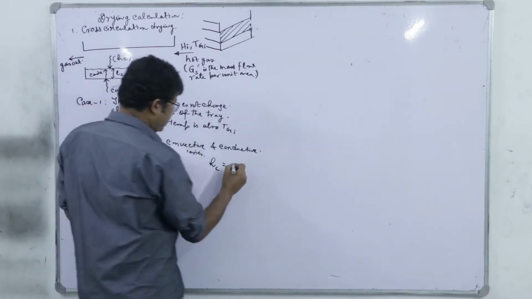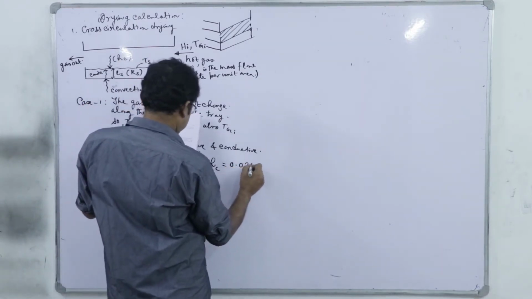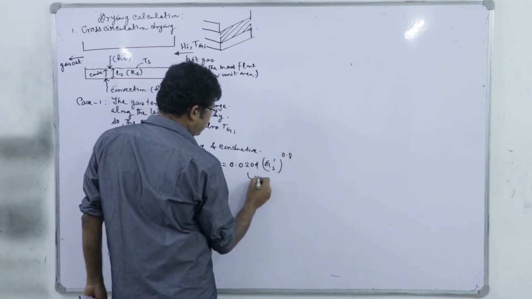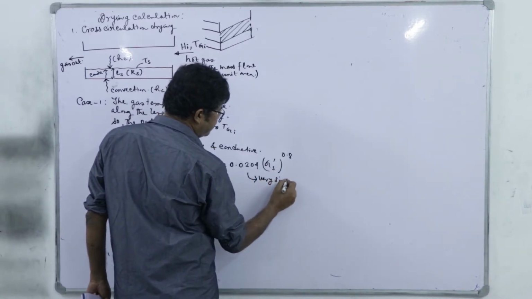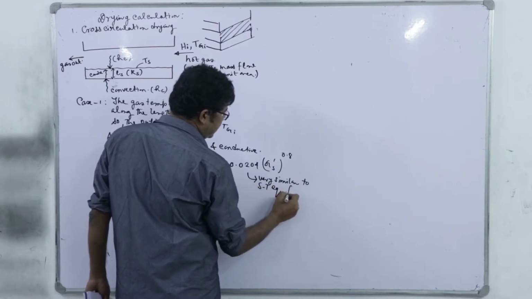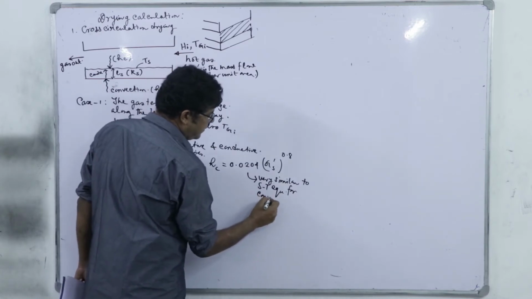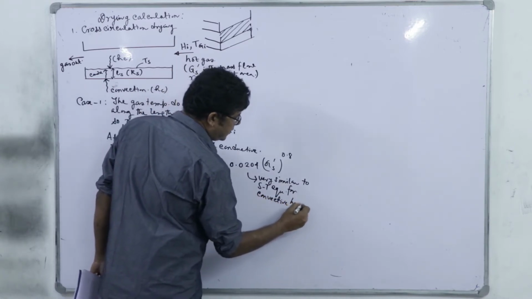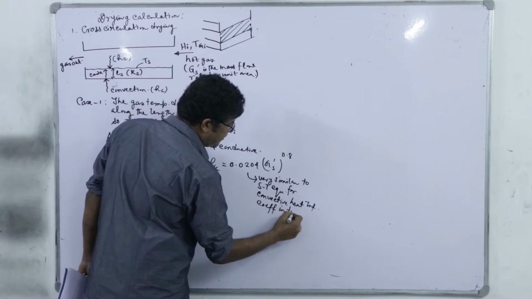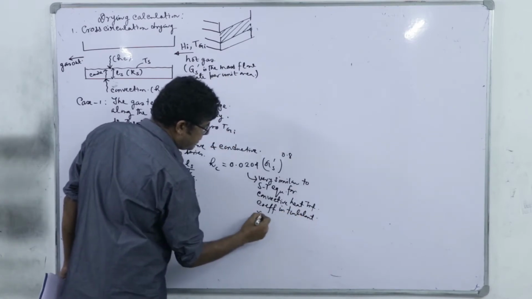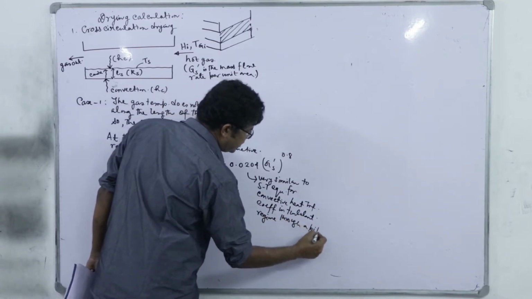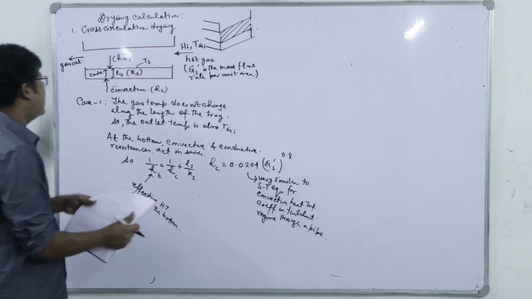There is an empirical correlation, 0.0204 Gs prime to the power 0.8. It is very similar to the Dittus-Boelter equation for convective heat transfer coefficient in turbulent regime through a pipe, right. So, you see we have got Hb.